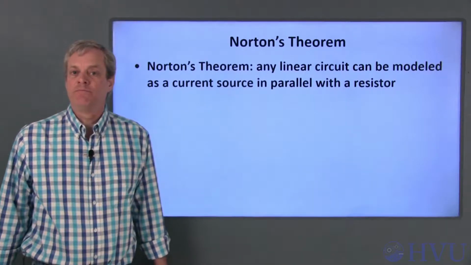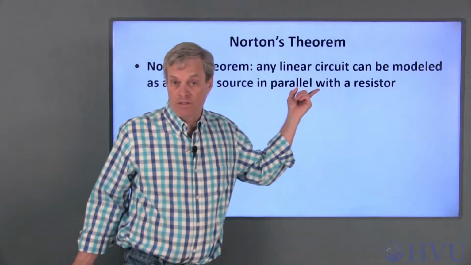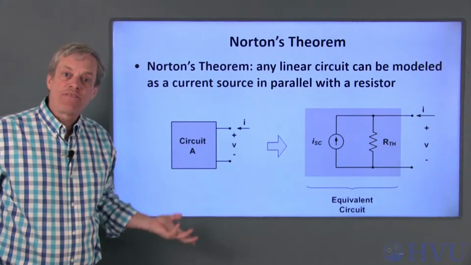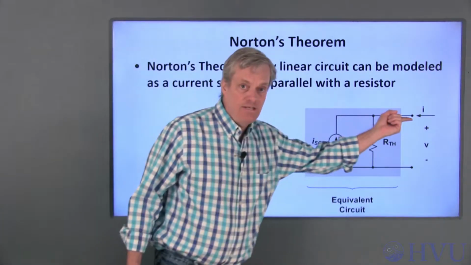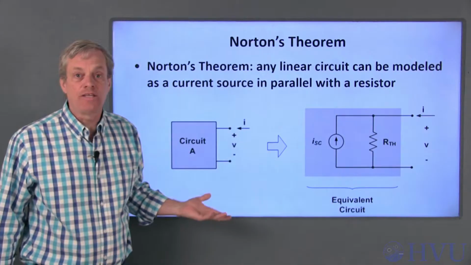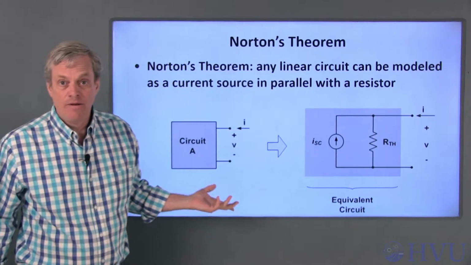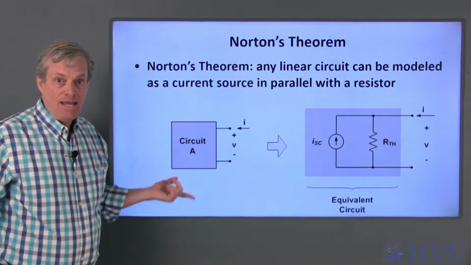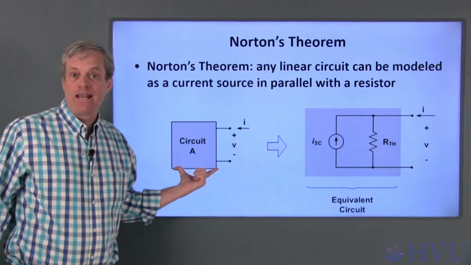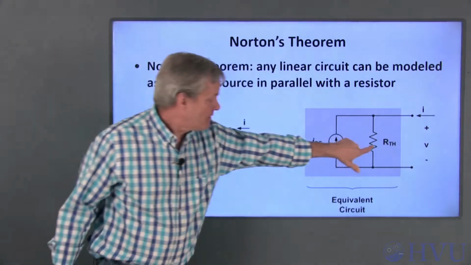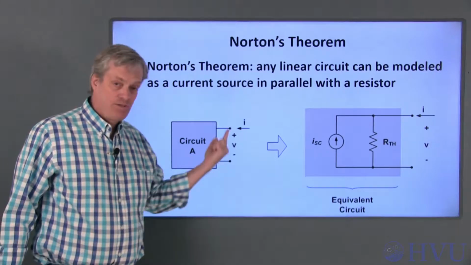Ultimately, Norton's theorem says that any linear circuit can be modeled as a current source in parallel with a resistance. Mathematically, the voltage-current relationships across the terminals of these two circuits are identical as long as RTH and ISC are chosen correctly. The resistance, RTH, is the resistance seen across these terminals with the sources in circuit A killed. The current is the current that would be through a short circuit connecting these two terminals.